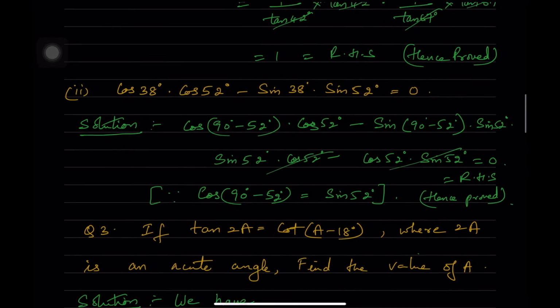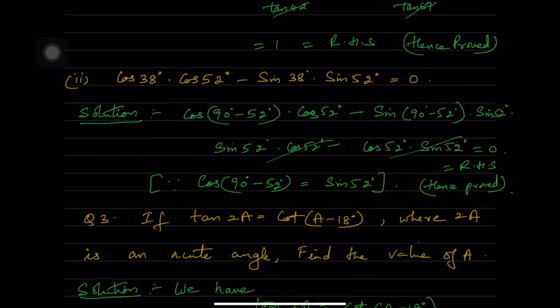Going into the next one, cos 38 into cos 52 minus sin 38 into sin 52 is equal to 0. Now 52 plus 38 is nothing but equal to 90. So either you can change cos 52 or cos 38. It is your wish. You can write cos 52 as cos 90 minus 38, or cos 38 as cos 90 minus 52. So I am changing 38 to 90 minus 52.